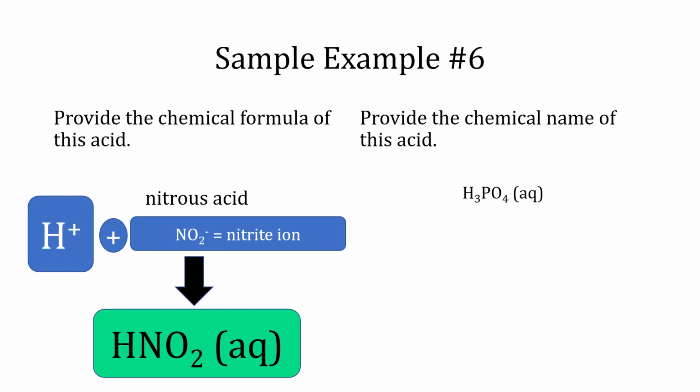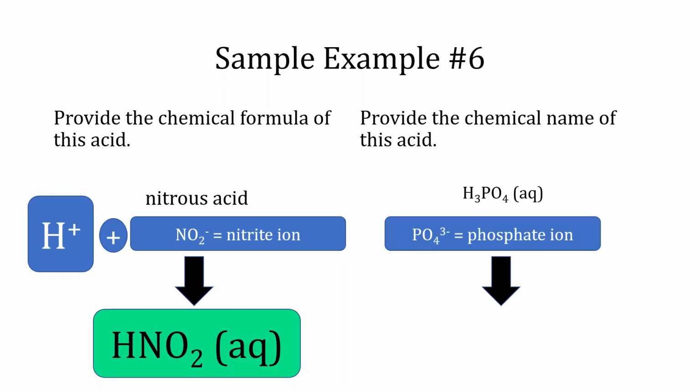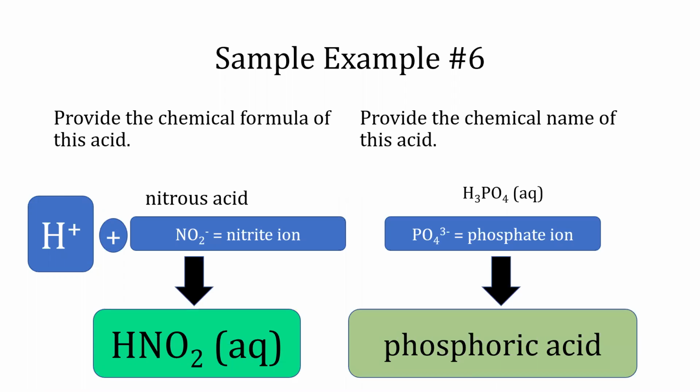The other question is, provide the chemical name of this acid, H3PO4(aq). Here, the polyatomic ion has to be PO4 3 minus because there are 3 H plus ions in this formula, and since the polyatomic name is phosphate, the name comes from its original element's name of phosphorus, and replacing ate with ic for the name to be phosphoric acid.